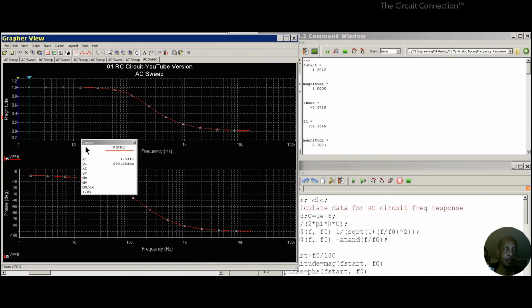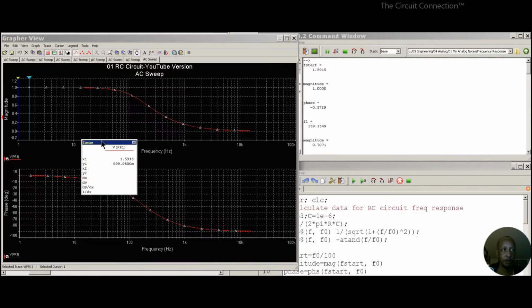So the magnitude, I'm on this magnitude graph here. What is that? It's 999.950 milli. That is approximately 1. Okay, so our magnitude here is 1. Our phase is negative 0.5729 degrees. That's pretty close to 0. The phase is going to be either 0 or negative for this particular circuit, but that negative is not that far away from 0.